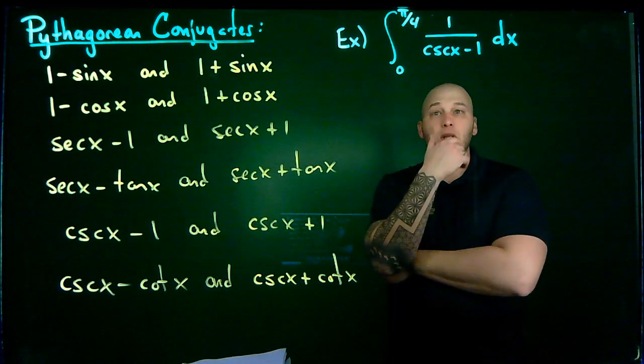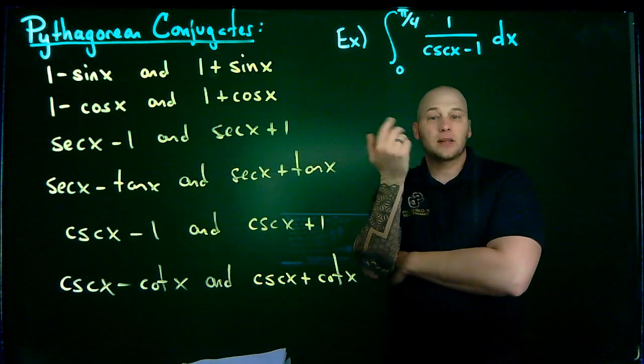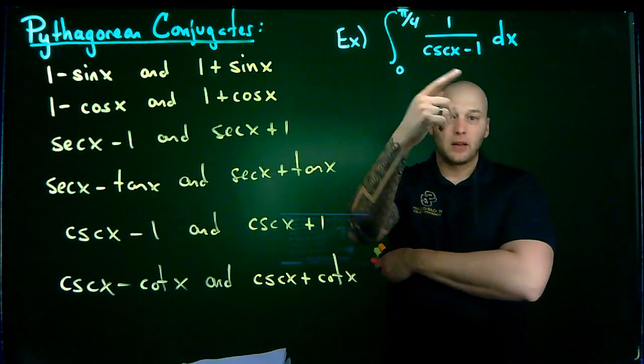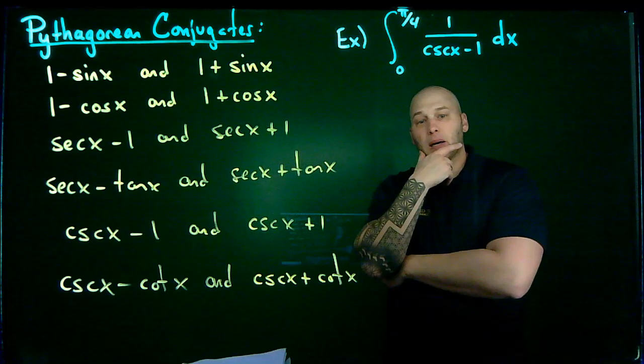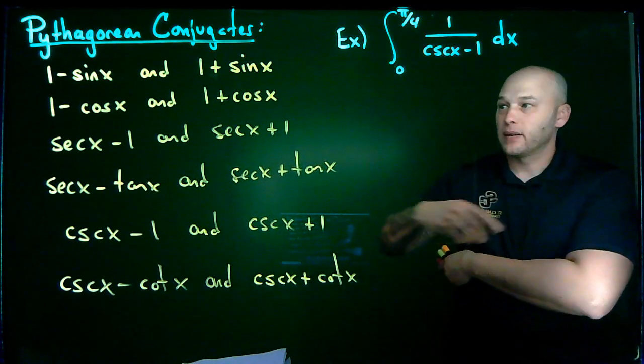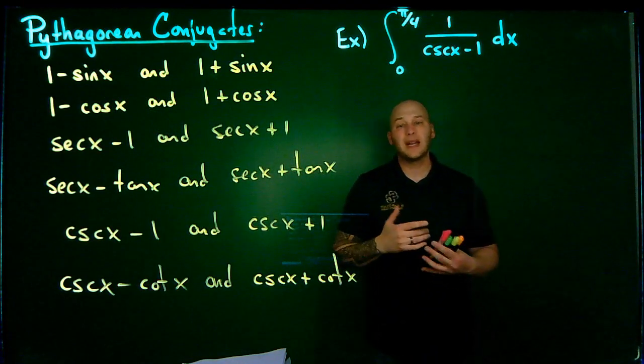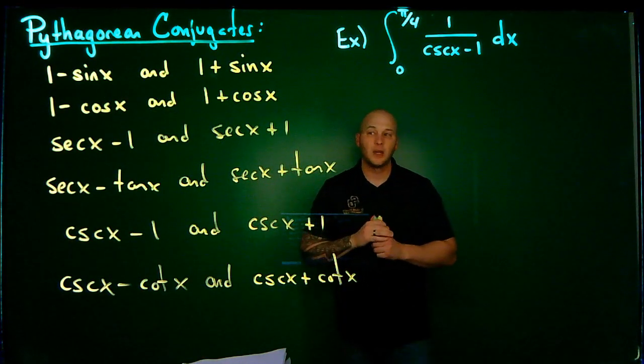Even if I turned cosecant into 1 over sine, then multiplied top and bottom by sine, it's going to give me sine over sine minus, or 1 minus sine. And then I'm still going to have to figure out how to integrate that. And it turns out in that case, I could just use this Pythagorean conjugate. But let's go ahead and compute that again using a Pythagorean conjugate.